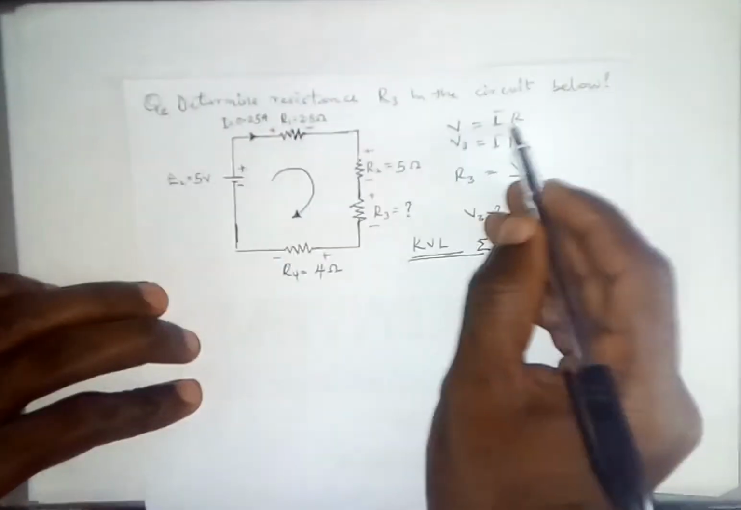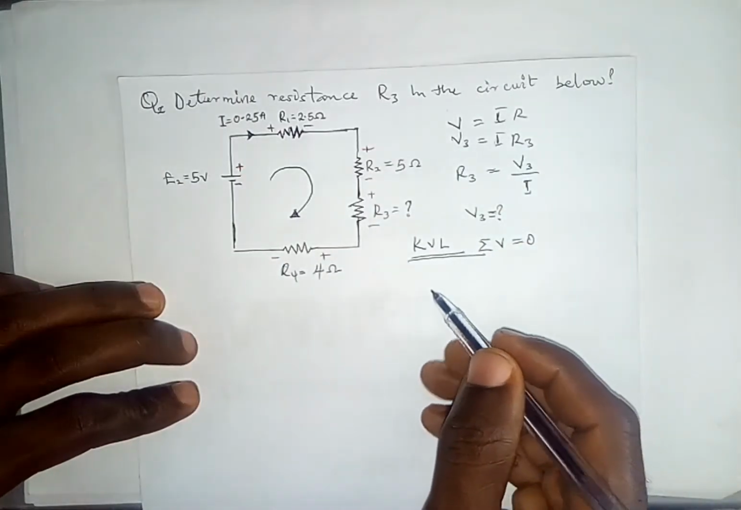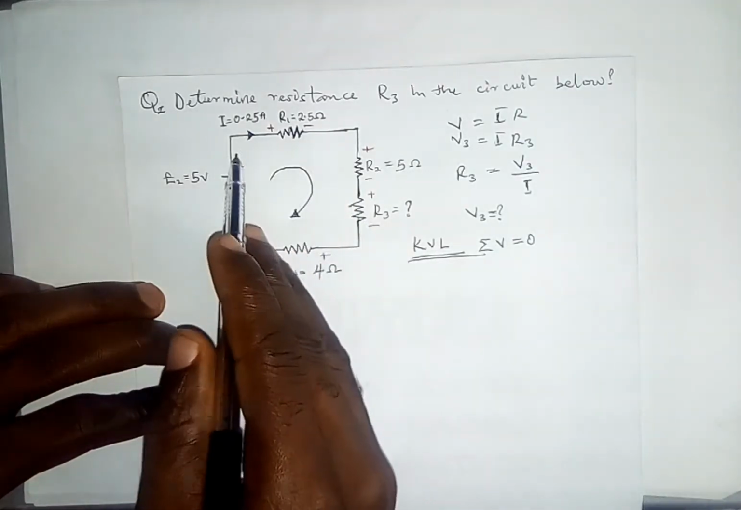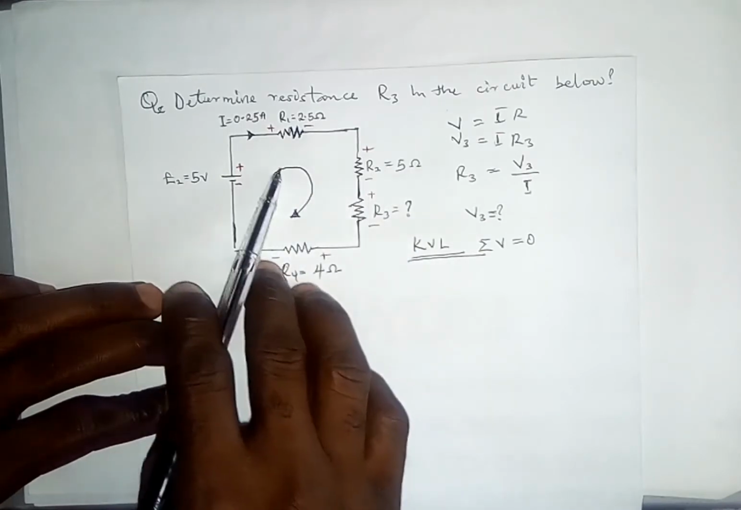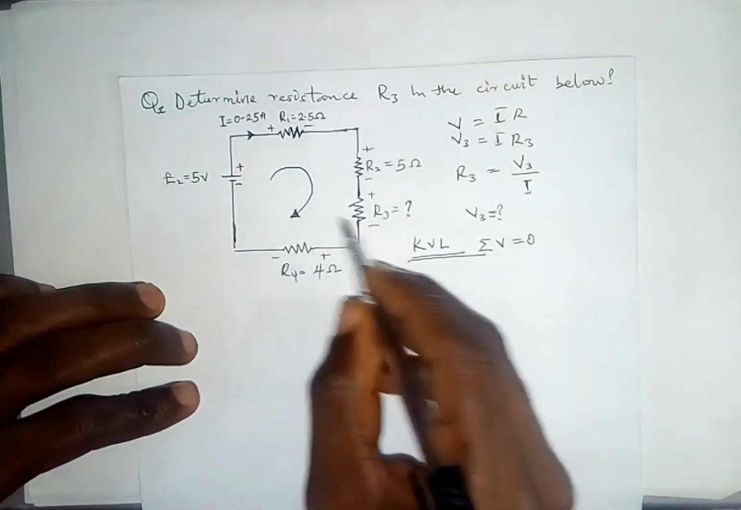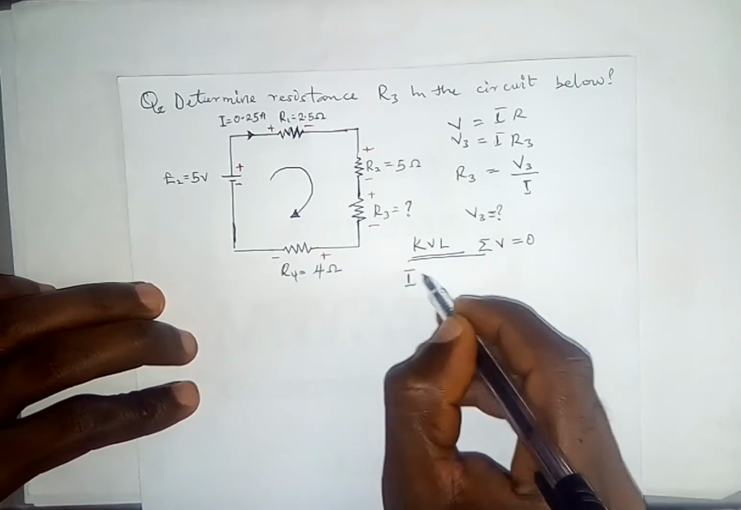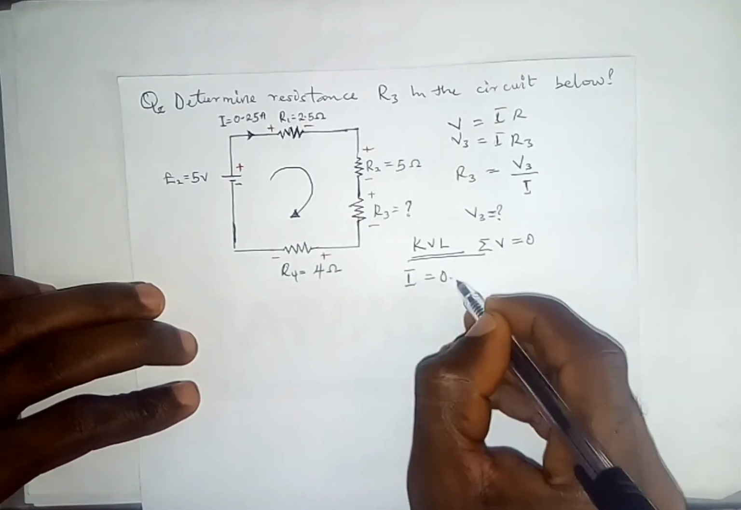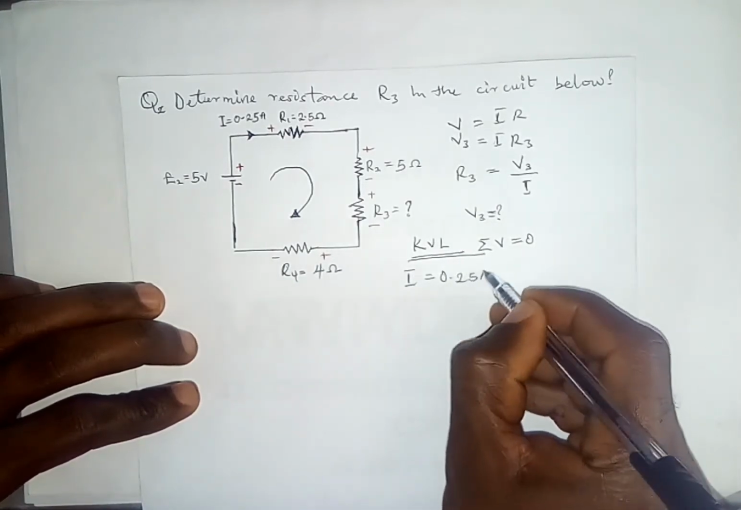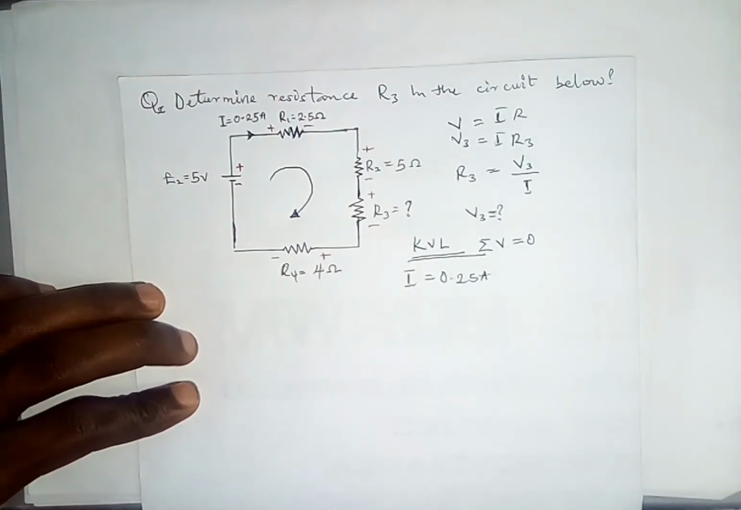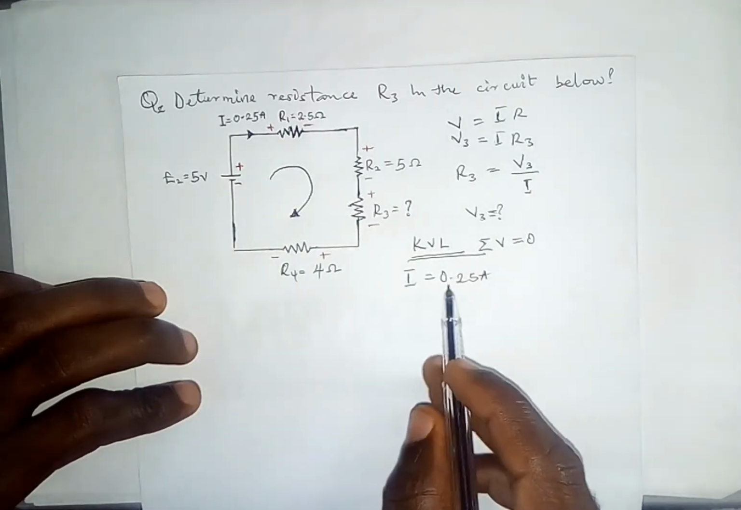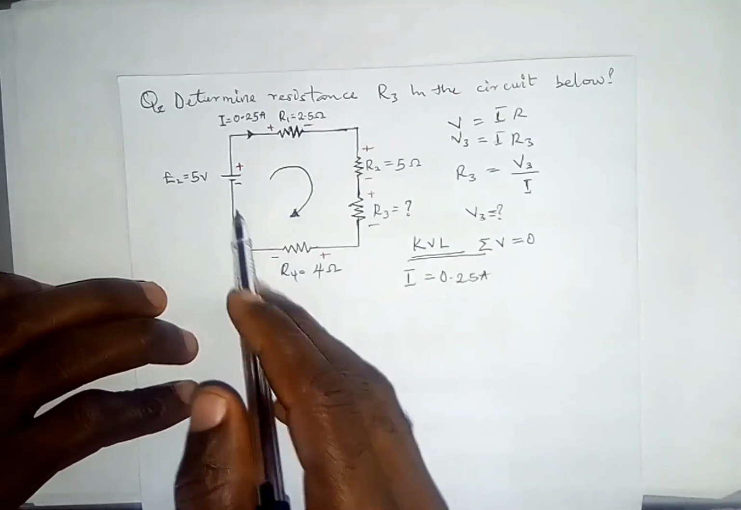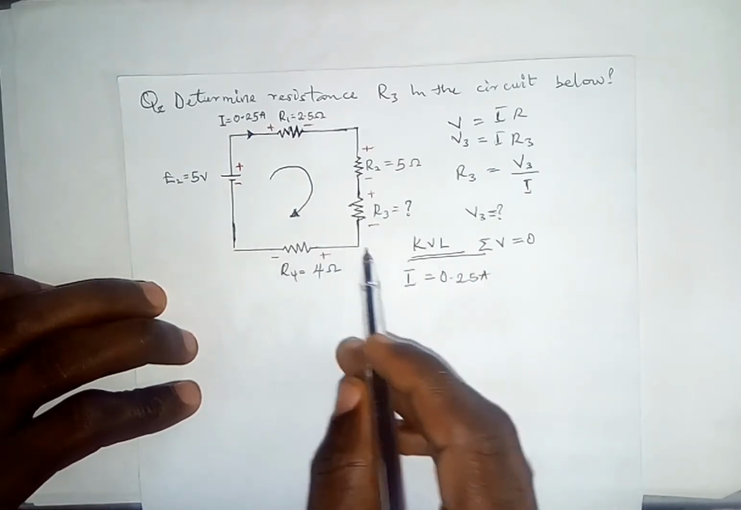We already said V is equal to IR. We already know the current, which is the common current to everything here, equal to 0.25 ampere. That is very, very important. We should first take note of it as our parameters, so then we can now apply our KVL.